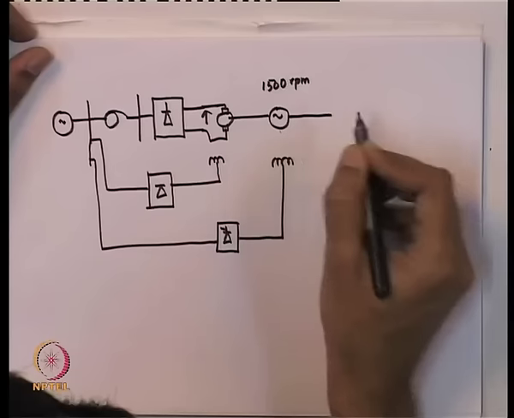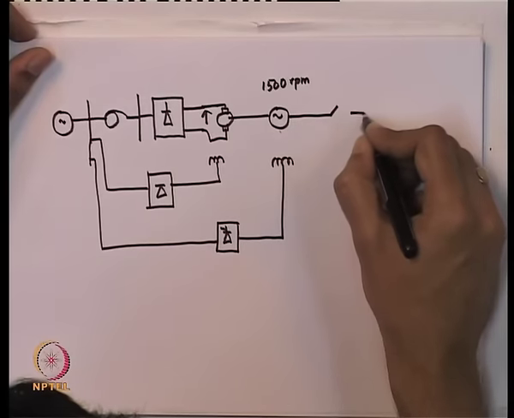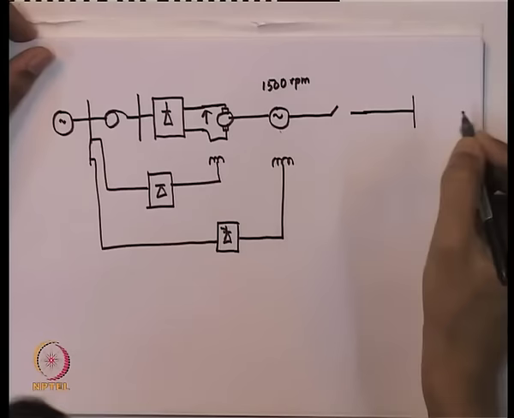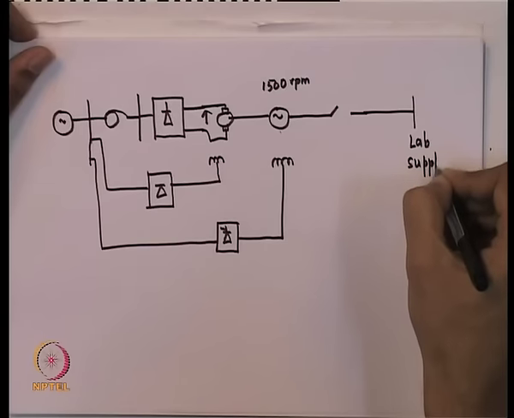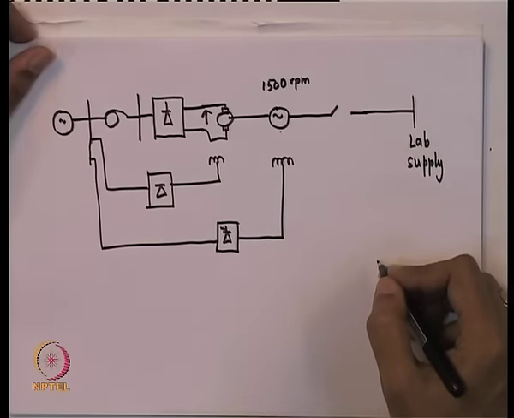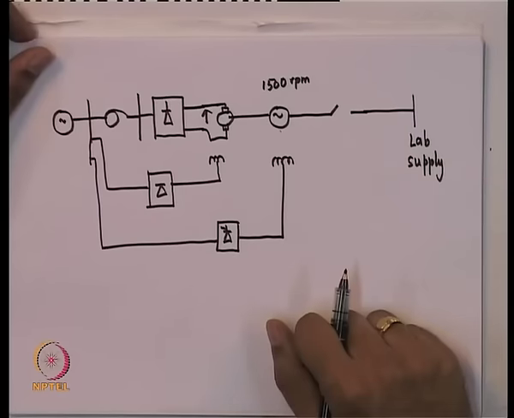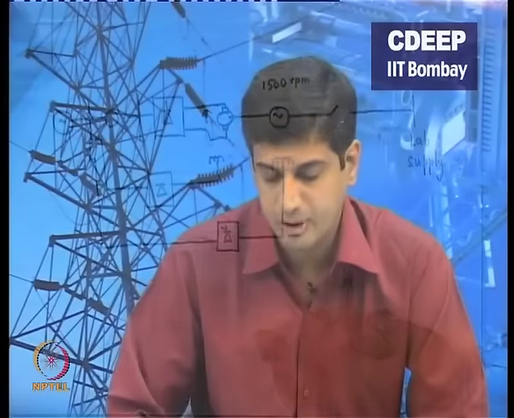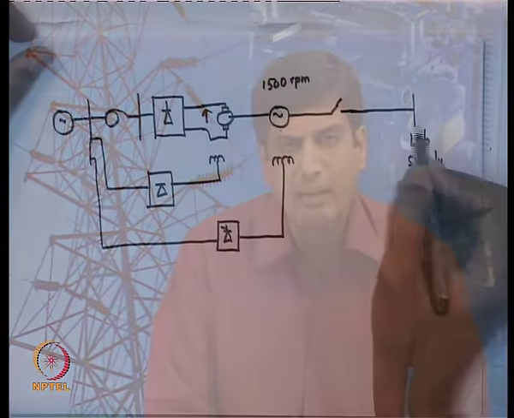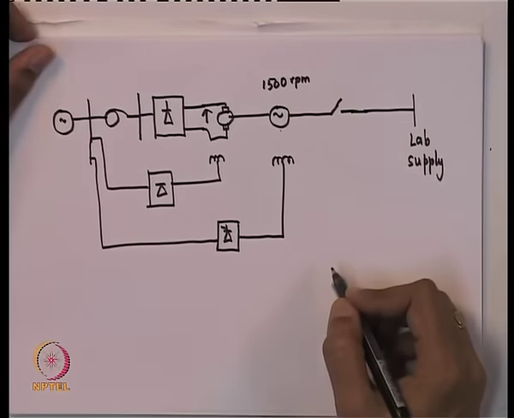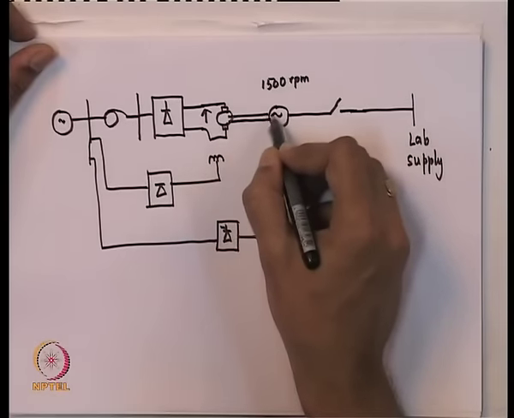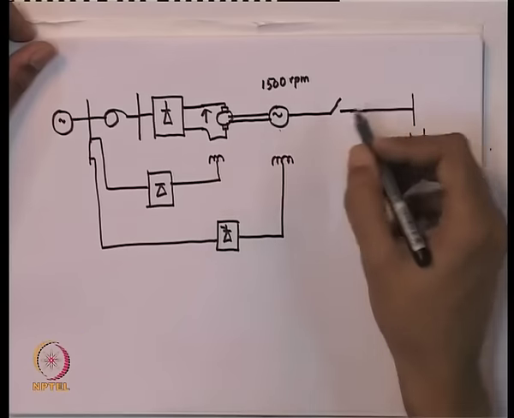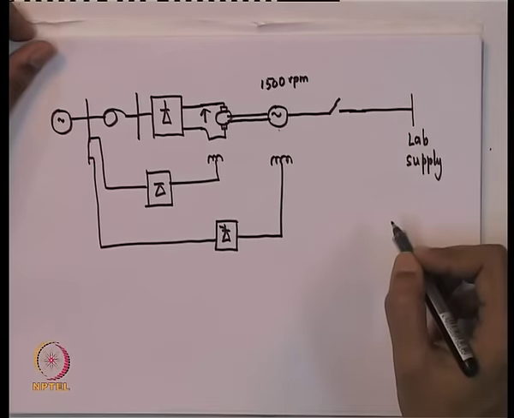The synchronous machine has to be connected to the lab supply. Now, it is connected to a lab supply, but can you connect it directly? You must have done this experiment in your undergraduate years. It is called synchronization of a synchronous machine to a power grid. You have to do it carefully. In fact, if you do not do it carefully, you may find that the transients may be undesirable and unwelcome and you may not be in fact able to synchronize properly to the grid besides giving a big shock to the shaft of the synchronous machine. So, you have to actually do this synchronization process very carefully.